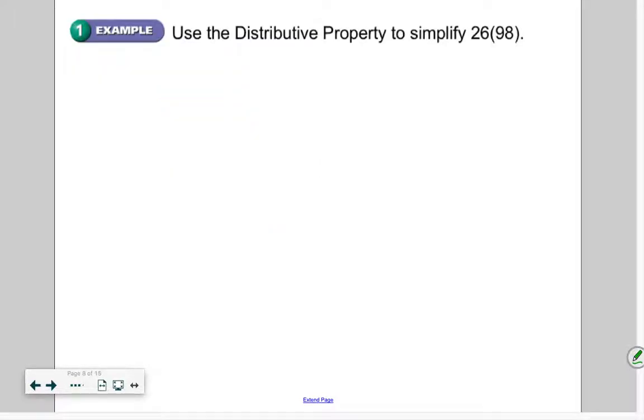Next, use the distributive property to simplify 26 times 98. How might we use the distributive property to help us in a question like this? Any thoughts on how we could use the distributive property here? Without the use of our calculators. Put your calculators down, turn them over. We need brain power right now.